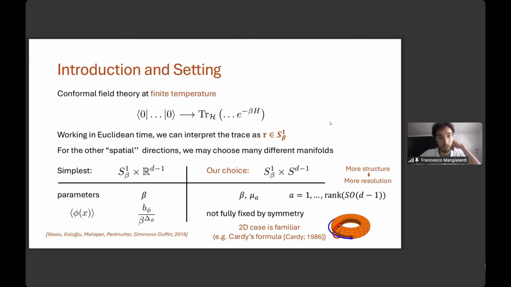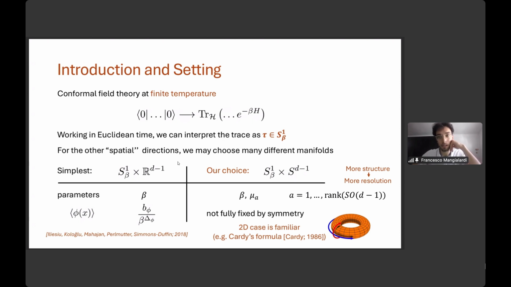So the setting of the talk is that of conformal field theory at finite temperature. And as all of you know, when we consider CFT at finite temperature, we interpret the correlation function as traces over the Hilbert space of the theory, weighted by the thermal density matrix. And if we work in Euclidean time, we can interpret this trace as the time direction being compactified on a thermal circle. For the other spatial direction, however, there are many choices that we can make.